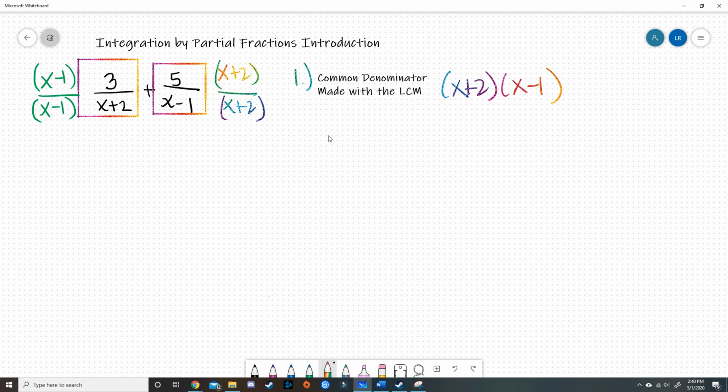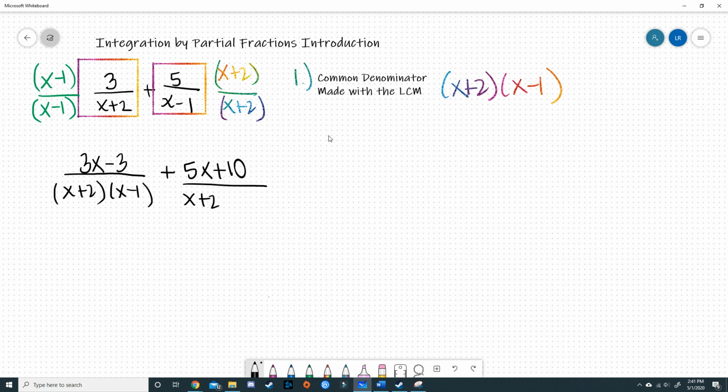And so let's look at what does this become? So x minus 1 times 3 turns into 3x minus 3. And our denominator becomes x plus 2 times x minus 1. Now when we're multiplying the right-hand side, 5 times x plus 2 is 5x plus 10. And our denominator is x plus 2 times x minus 1. Now, when we're adding fractions, as long as you have your common denominator, that common denominator becomes the denominator of the whole fraction. Now we can add the numerator by combining like terms. So we've got 3x plus 5x is 8x. Negative 3 plus 10 is plus 7.